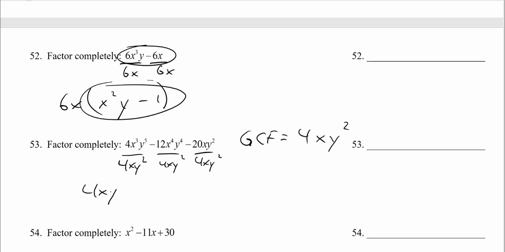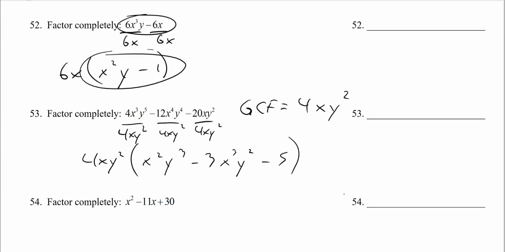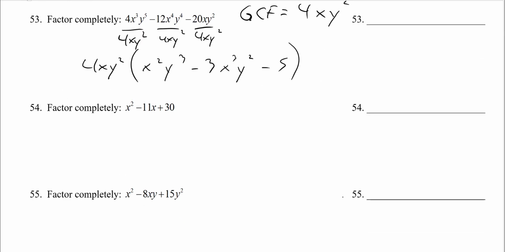Okay, so you have 4xy squared. And then you have x squared, right? The 4's canceling, you have x squared, y cubed. And minus 3. And that's going to be x cubed, y squared. And then minus 5. And the x's cancel out and the y's cancel out, so it's just minus 5. That's your answer. Okay, this next one, you got to use the x method, guys.